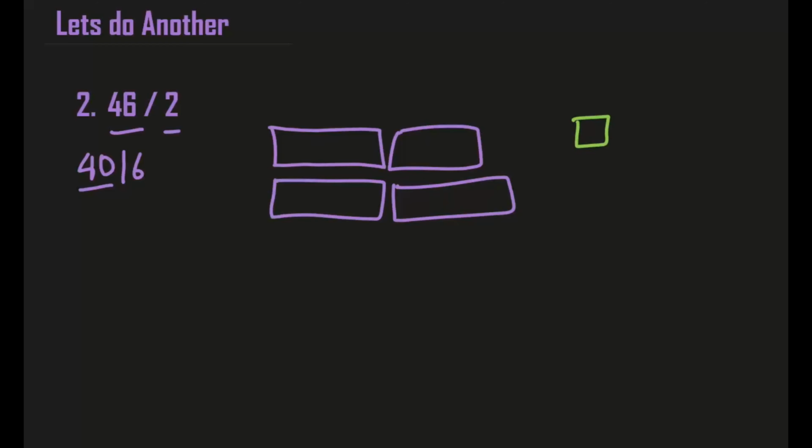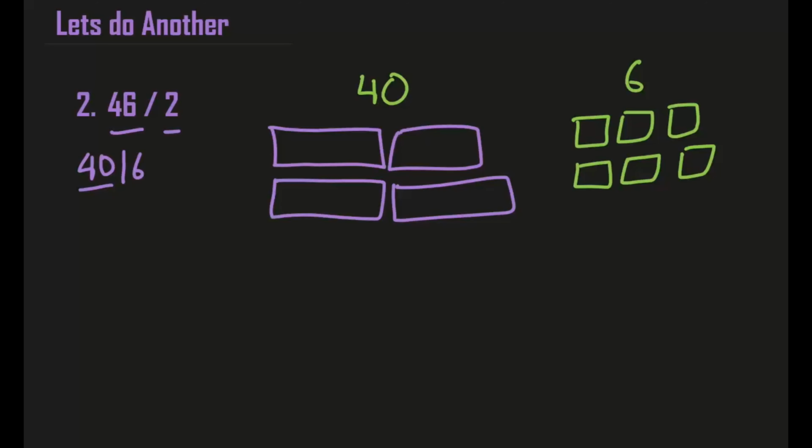So we have 1, 2, 3, 4, 5, 6. You can use whatever color you like when you're doing a problem, but I'm using these two. So now we know that this is 40 and this is 6. Now we're going to be dividing them by 2.